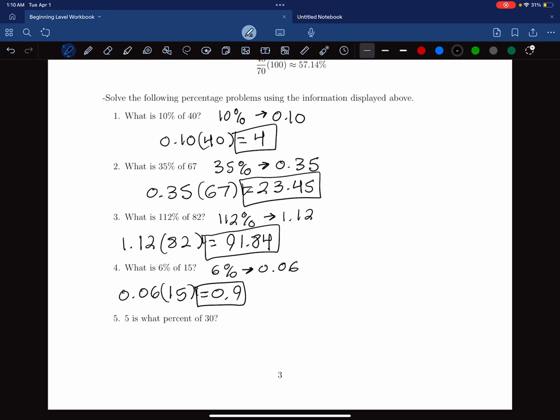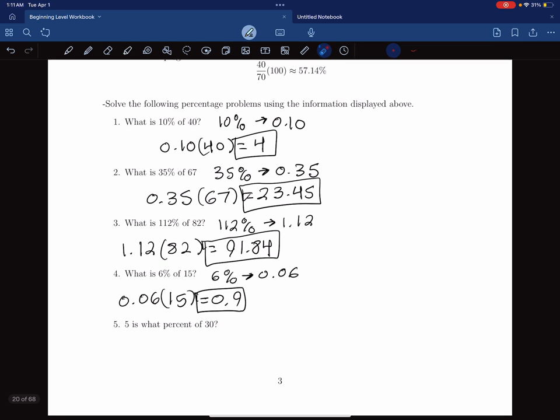Now, moving on to example 5, we have a different type of problem. So I encourage you to pause the video on your own and see if you can get it right for the first time. Now, let's work through it together. So we have 5 is what percent of 30. In other words, this is asking us if we take 5 out of 30, how much percent is that?